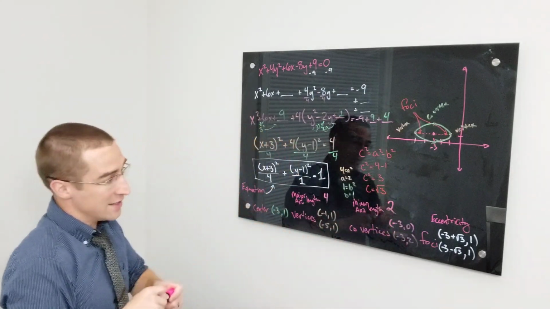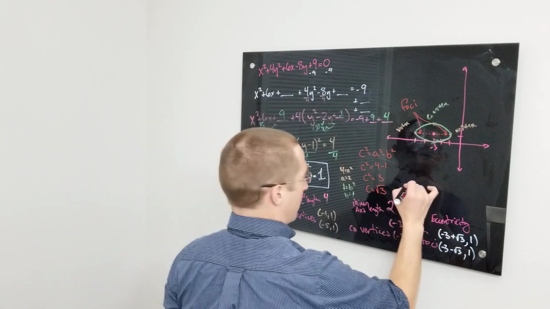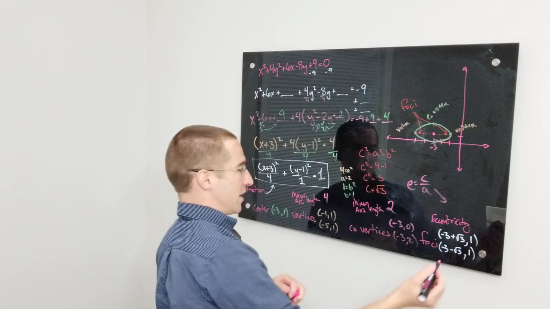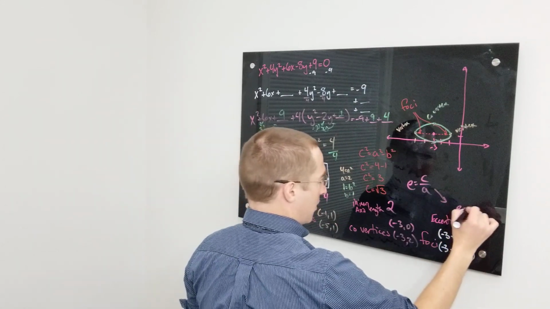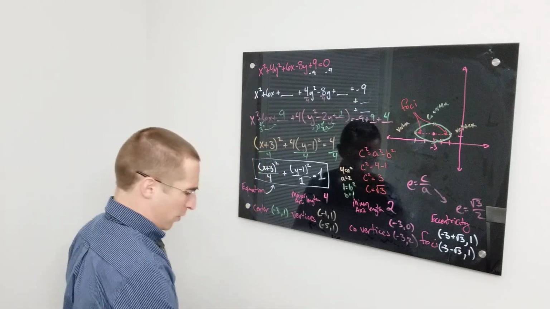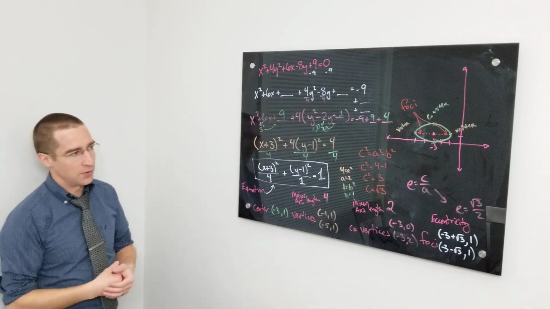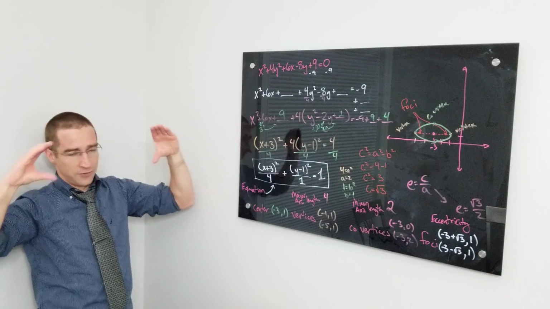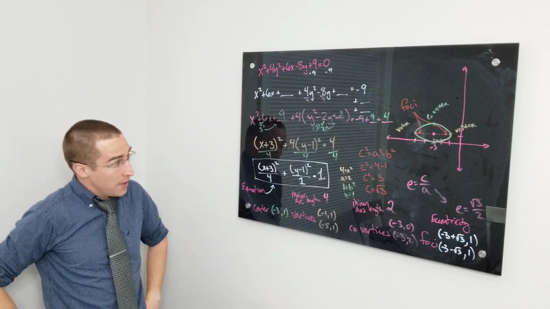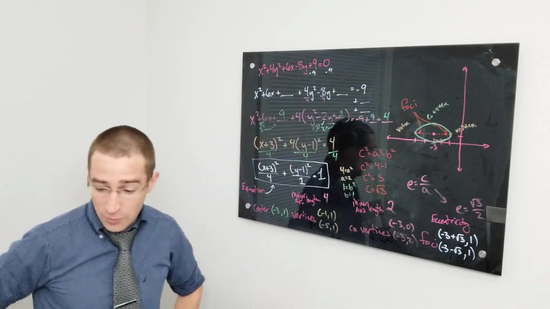Last thing is the eccentricity. Remember, e equals c over a. So here the eccentricity is root 3 over 2, or about 0.86 something. So it's a fairly flat ellipse. Okay, and that's it for this video.